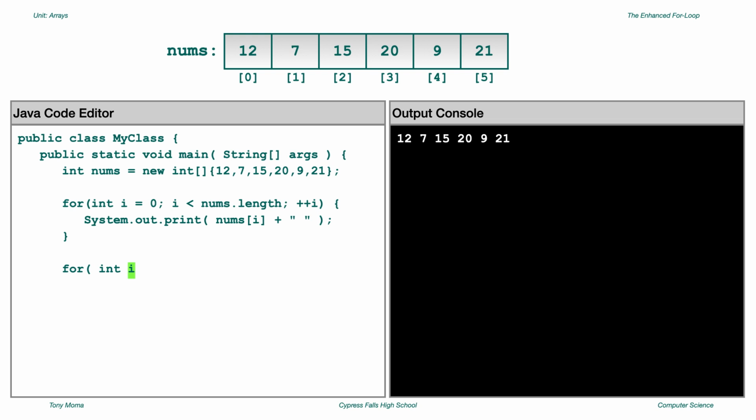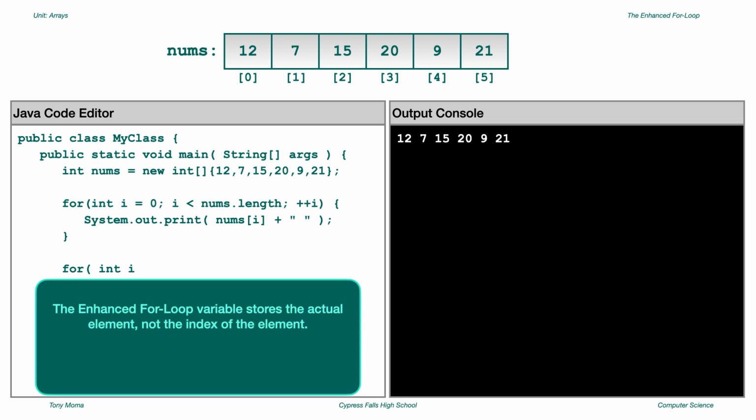The reason loop variables are created this way for the enhanced for loop is because the enhanced for loop variable stores the actual element, not the index of the element. Also notice that I don't initialize the variable to any specific value. I don't give it a starting point or an end point. That's because with an enhanced for loop, it's already assuming that we are starting at the first element and stopping at the last element. That's already assumed, so we don't need to outright specify that.